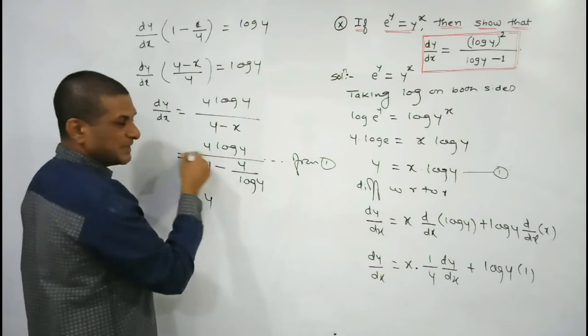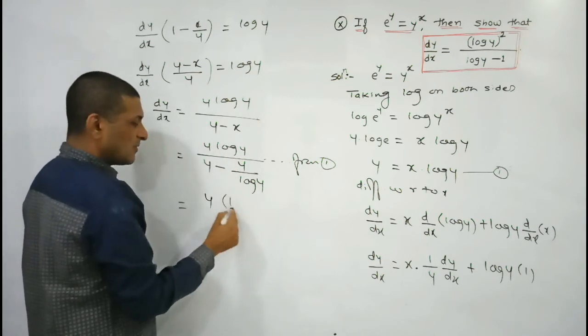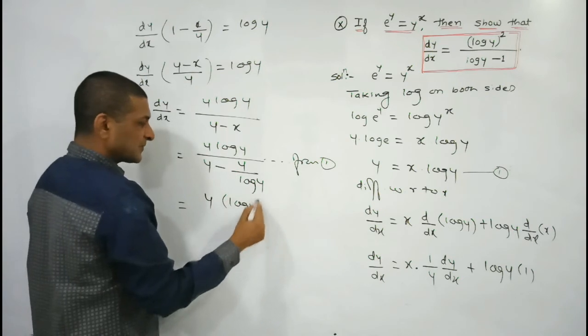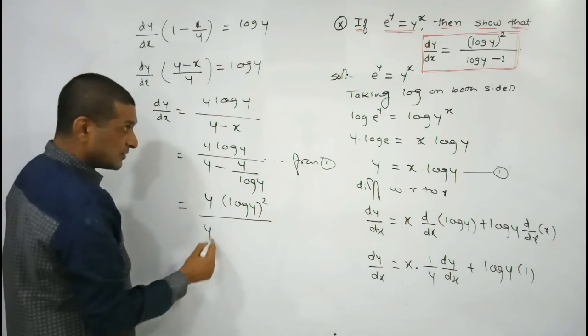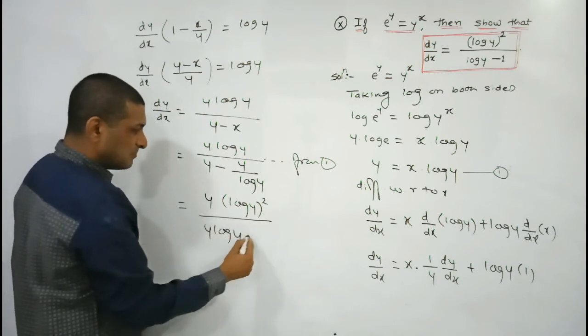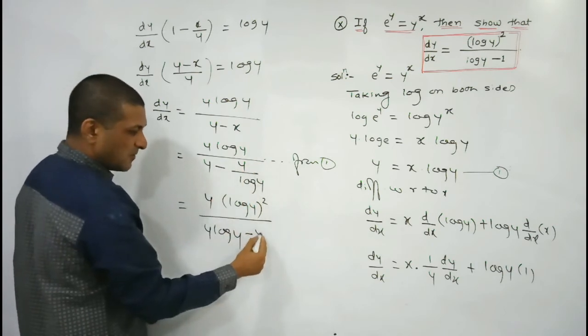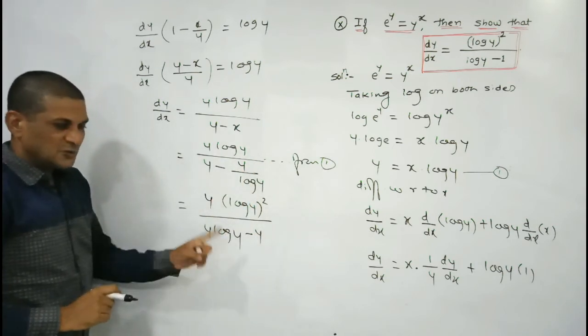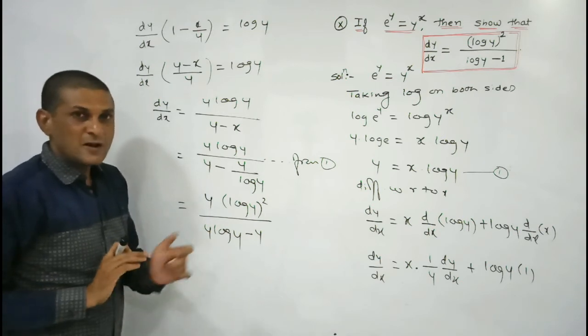Let us see what we will get here. Multiplying the numerator by log y, here log y into log y is square of log y, and if we multiply the denominator by log y, here we will get y log y minus, if I multiply the second term by log y, it will get cancelled. This result we have got simply by multiplying numerator and denominator by log y.